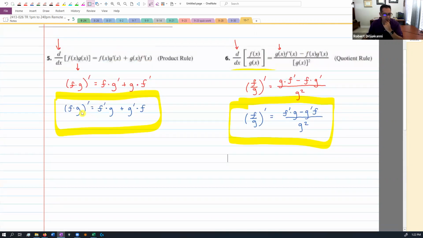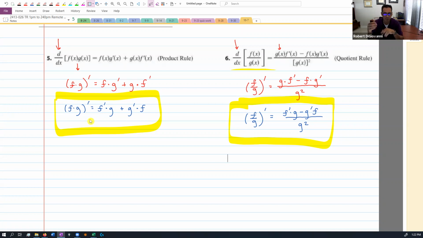Do y'all remember me saying that when you're learning the product rule, instead of trying to memorize f prime g plus g prime f, to think of it more like the derivative of the first one times the second plus the derivative of the second times the first? That to me is more useful. If you can do that for the product rule, you have a similar way of doing it for the quotient rule. You say it's the derivative of the top times the bottom minus the derivative of the bottom times the top, all over the bottom squared.